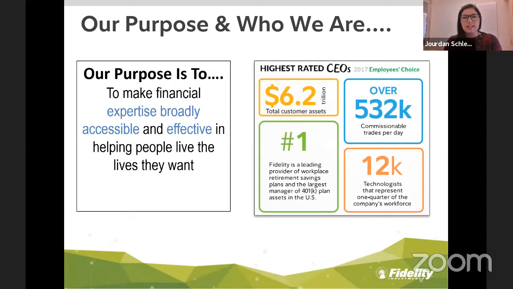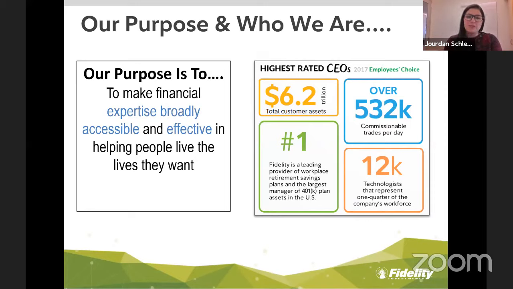So to get started today, Fidelity is a very well-established organization. We have been around for 70+ years. We are a family-owned organization, which means that we are privately held. So our founding family is still the owners and operating officers today. So we really have that family feel here at Fidelity.